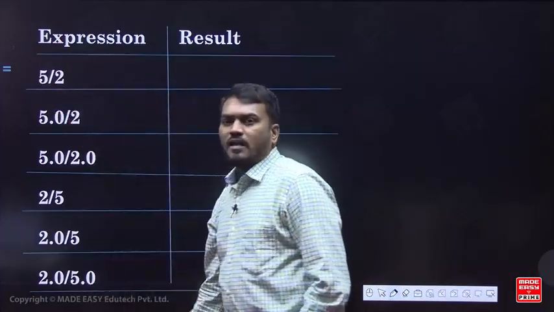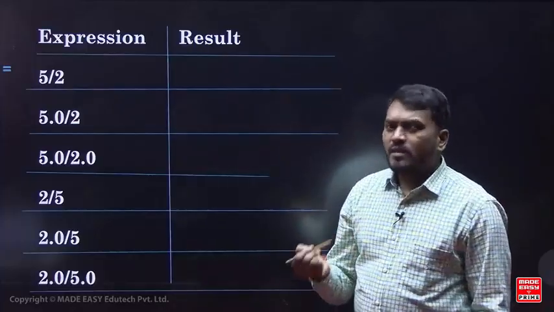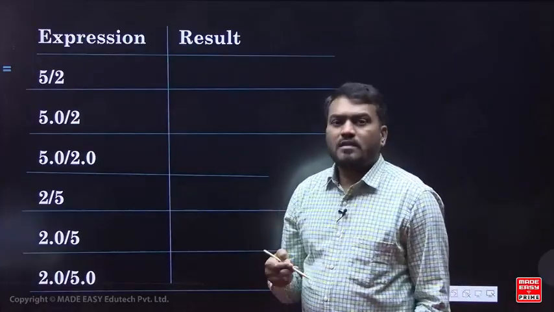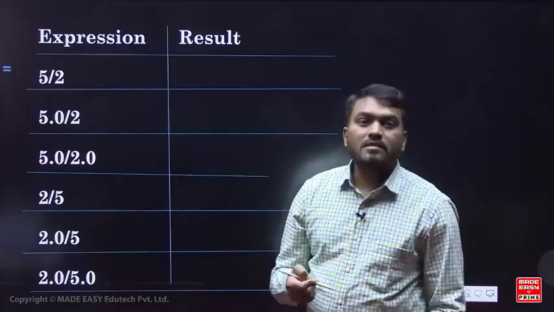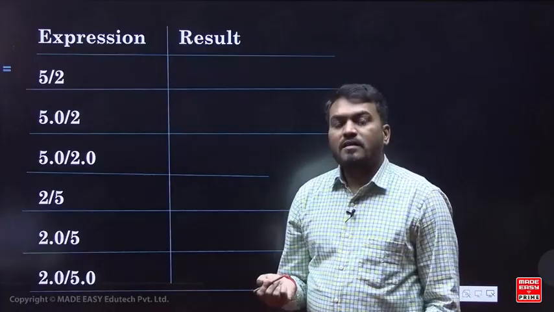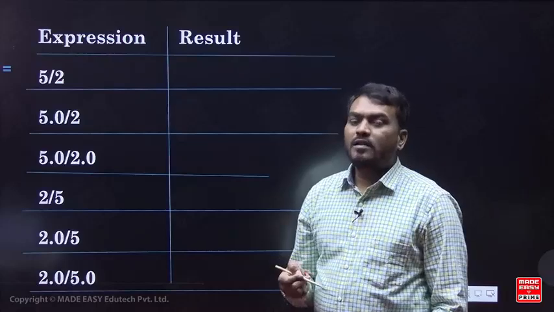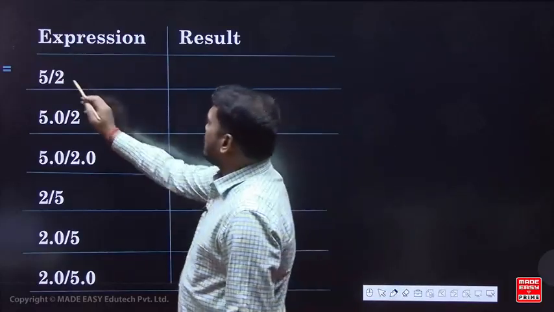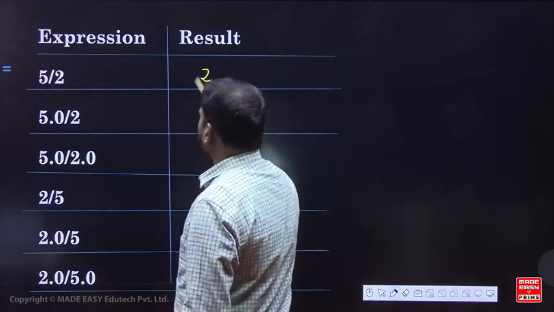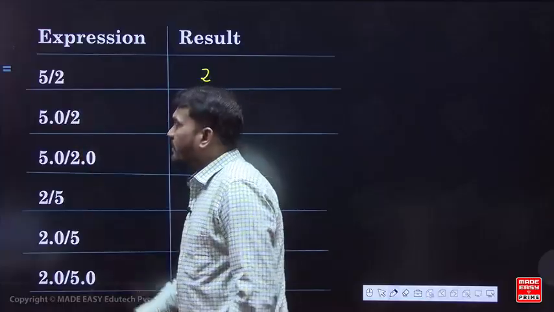Right, so understand here, 5 divided by 2, with respect to C language. How the C language compiler will work is, 5 is an integer and 2 is also an integer. If both are integer, then the output will be integer. Listen carefully: if both are integer, output will be integer. So the answer will be 2. And 5.0 divided by 2.